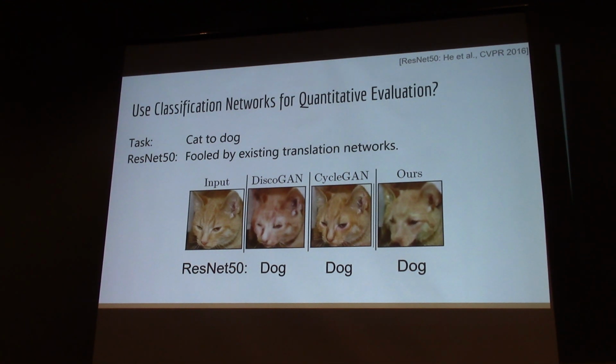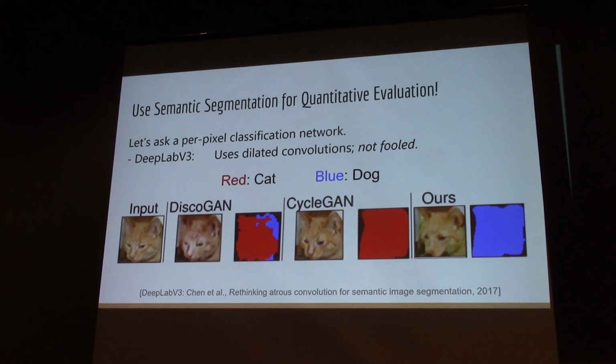We only managed to get this kind of thing to work when we used a classification network that already used dilated convolutions. So we used DeepLab v3. And this is a per pixel classification network. And red is a pixel that is assumed to be a cat, and blue is a pixel that's assumed to be a dog. And here we got some success.